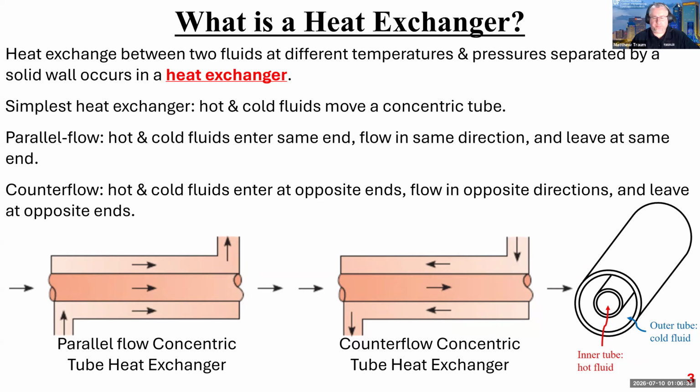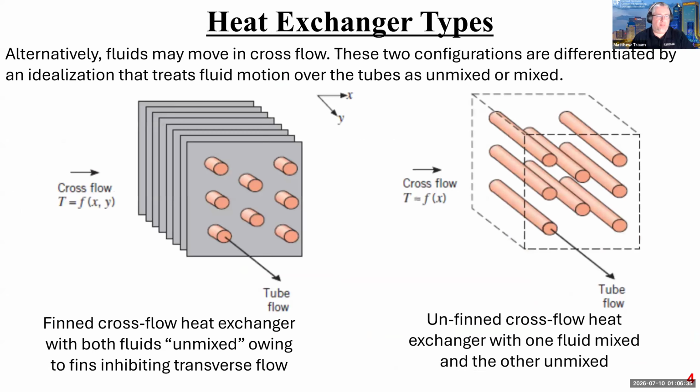Okay. So there are many, many types of heat exchangers. So let's just run through several different examples that you'll encounter in both the book problems and your future lives as engineers. So we have cross-flow heat exchangers. There's two primary configurations that are differentiated by basically whether there are fins or not. And it's kind of a weird terminology that's used to describe this.